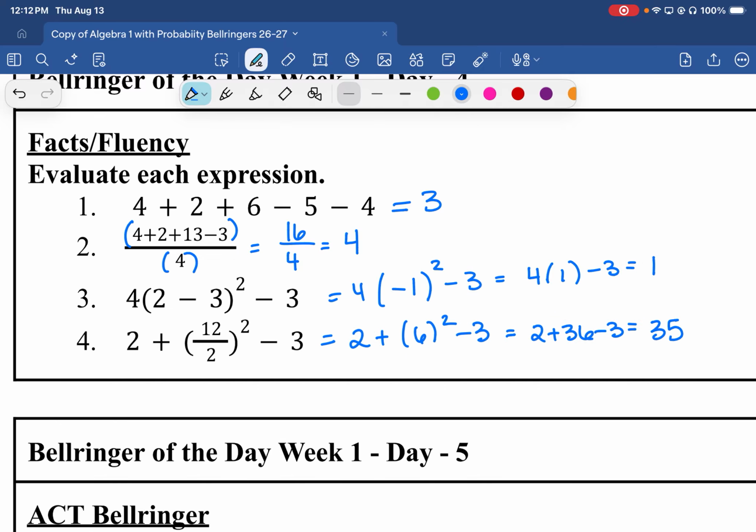That should be what we have for our bell ringers. So I want you to go ahead and get that finished up and get them turned in today, and then get your notes out from yesterday and go to the order of operations page.